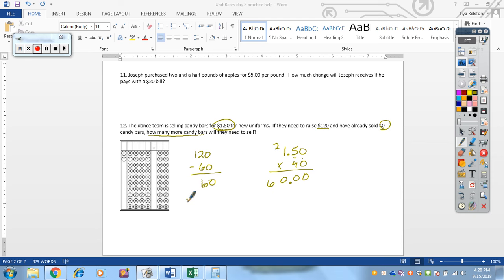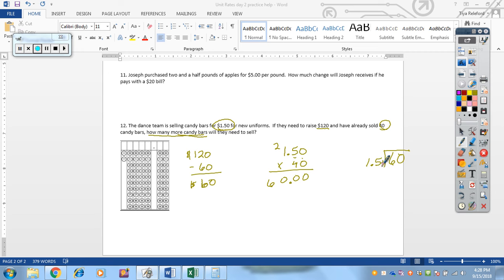How do I know how many candy bars I need to sell? Because the question is how many more candy bars. So if I put 60, that's 60 candy bars. This is $60. So I need to know $60 divided by $1.50 candy bars. I'm going to get rid of the 0 at the back because I don't really need it and it just makes things hard.